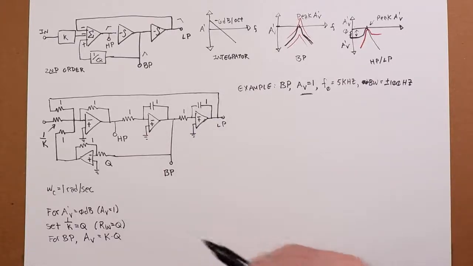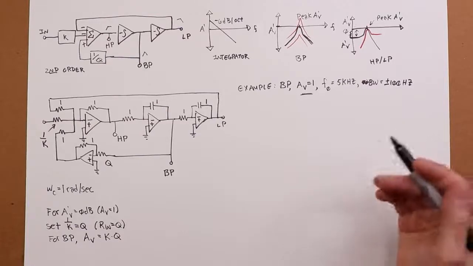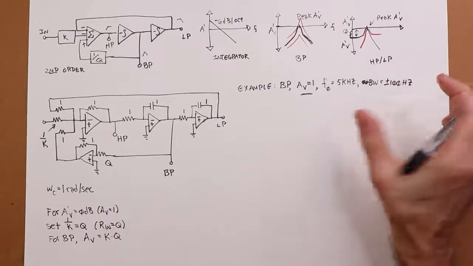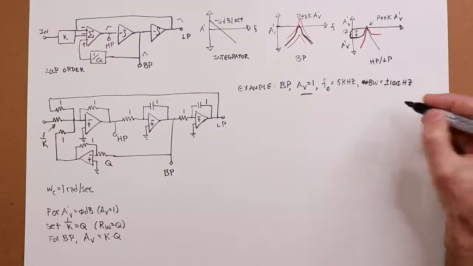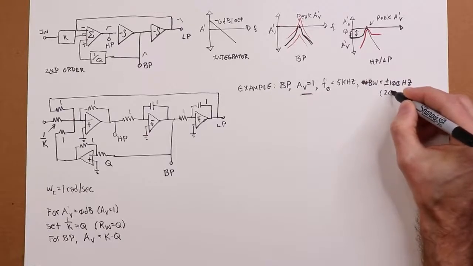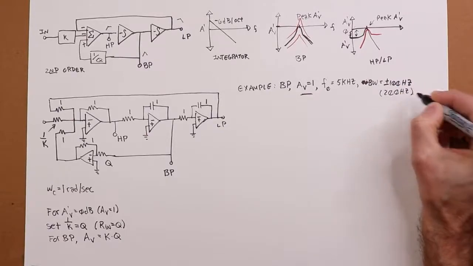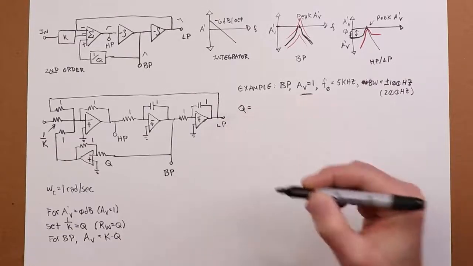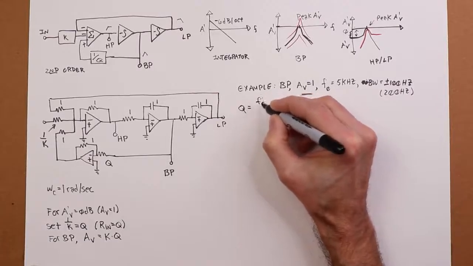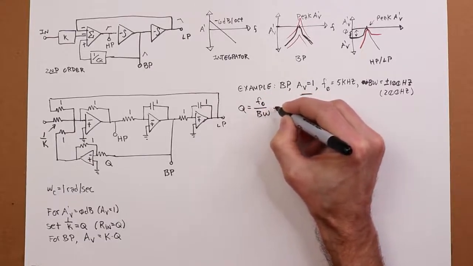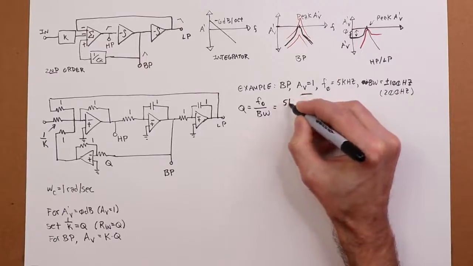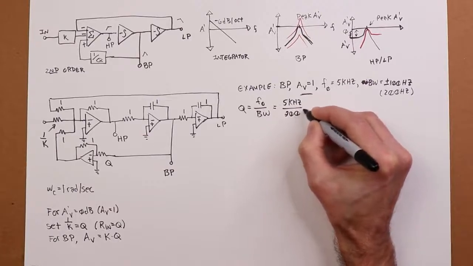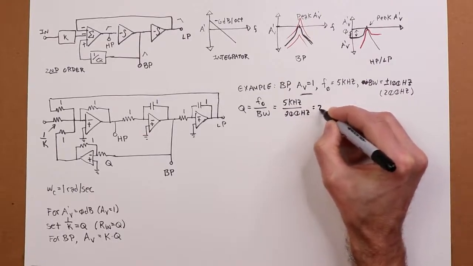In any case, first thing we have to do is actually find the value of Q. So if we have a plus or minus 100 hertz for the F1 and F2 on either side of F0, the total bandwidth on this is 200 hertz. And from that, we can find out what the Q is, right? Because Q is defined as the center frequency divided by the bandwidth. So we have 5 kilohertz divided by 200 hertz, which is going to get us a Q of 25.